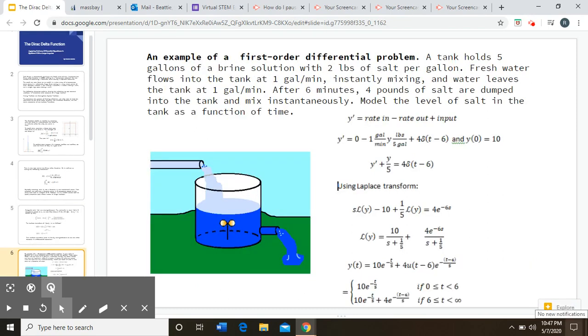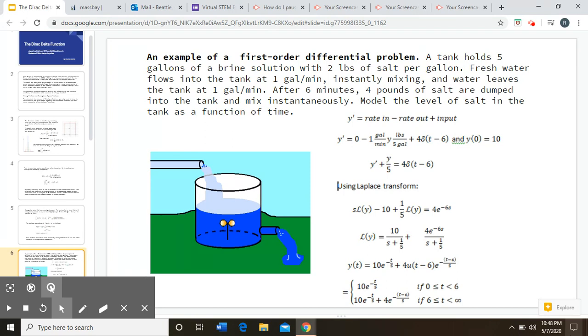Here's an example of a first-order differential problem. This is the classic salt in the tank problem. There's 5 gallons of a salt solution with 2 pounds of salt per gallon. Fresh water is flowing in at 1 gallon a minute. Mixed water is leaving at 1 gallon a minute. After 6 minutes, 4 pounds of salt are instantly dumped into the tank and instantly mixed. So model the level of salt as a function of time.